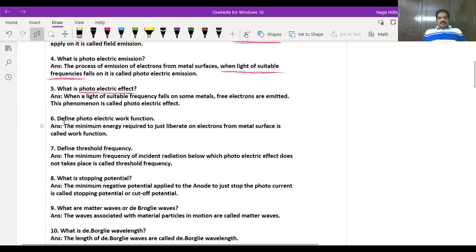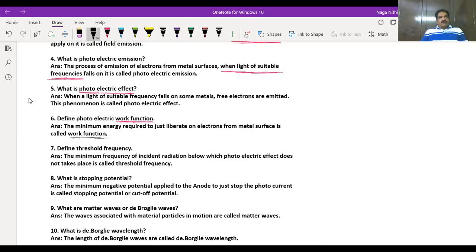Next, define the photoelectric work function, or simply, what is meant by work function? Some minimum energy is required to remove electrons from the metal surface. That minimum energy is called the work function. The minimum energy required to just liberate an electron from a metal surface is called the work function.